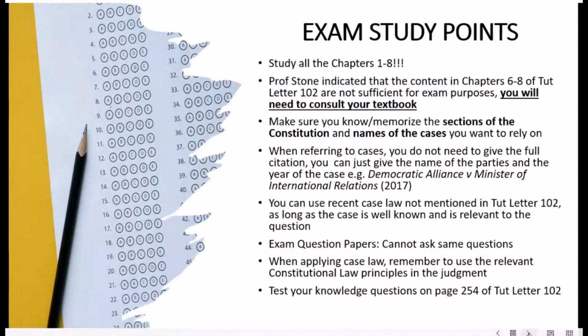And then when referring to cases, Prof did say that you do not need to give the full citation of the case, meaning you don't need to give, for example, the name of the journal, the page number, the volume number, and all of that. She said it would suffice to just give the names of the parties and then the year, because she says, for example, with your EFF cases, there's EFF cases where it's the same parties but it's for different years. So she just mentioned that you should at least refer to the year so that she can know exactly which case you are talking about. So, for example, Democratic Alliance versus Minister of International Relations 2017, so that you can know that you're referring to that specific case.